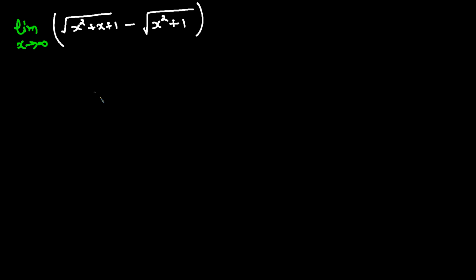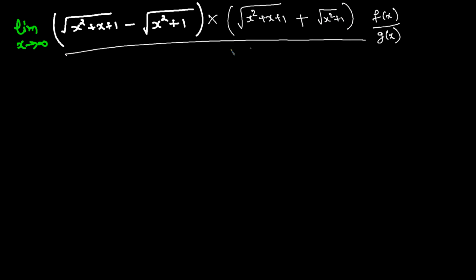All right, let's do one more example. In this case, our function is not written in f(x) over g(x) format. So first of all, we need to write this function in f(x) over g(x) form. As we did before for rational functions, we're going to multiply it by its conjugate. So it will be the square root of x squared plus x plus 1 plus the square root of x squared plus 1, and as we are multiplying, we need to divide by the same expression: the square root of x squared plus x plus 1 plus the square root of x squared plus 1.